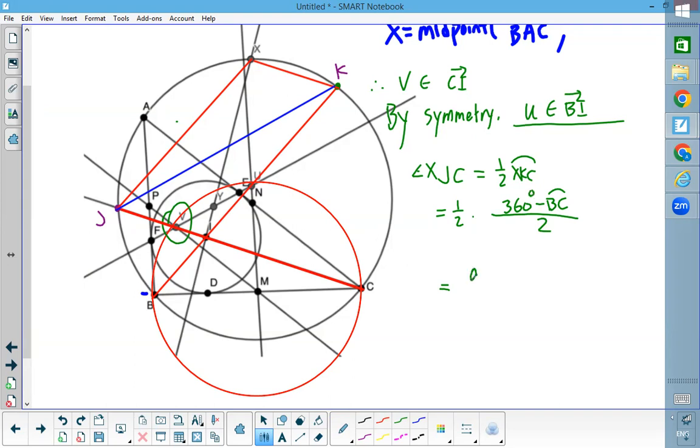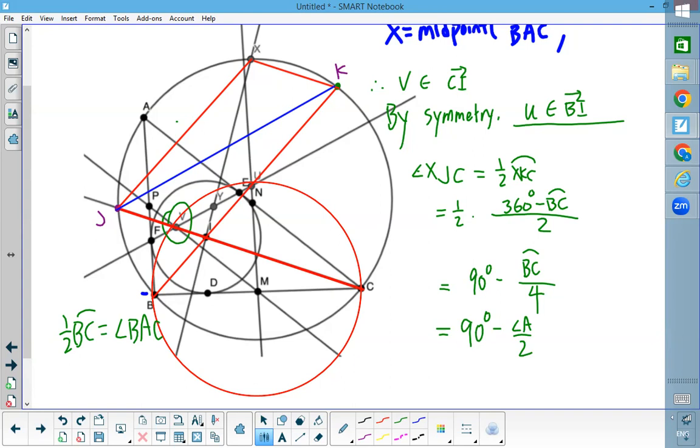So we get this is equal to 180 degrees minus the arc BC over 4. But we know that arc BC over 2 is angle A. Half of the arc BC is simply angle BAC, the corresponding angle. So this tells us that this is actually 90 degrees minus angle A divided by 2. That's what we have here.